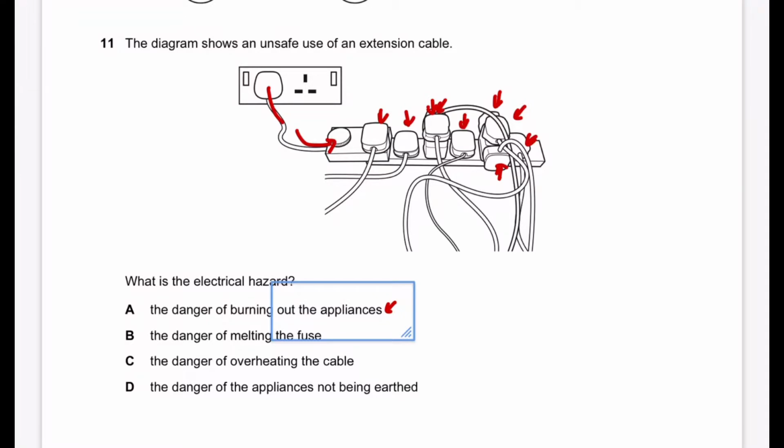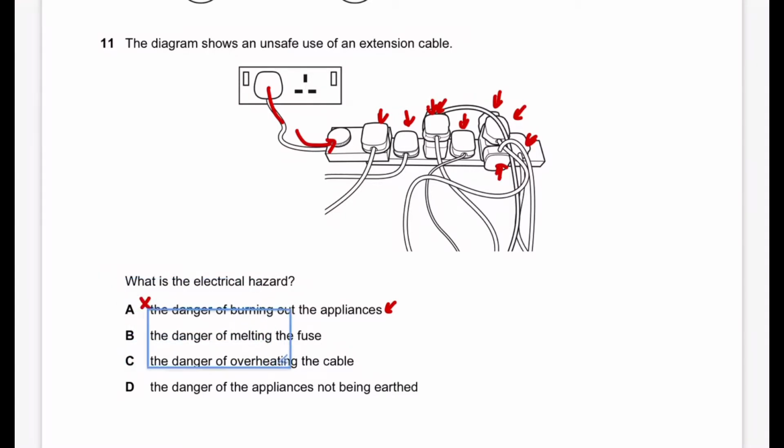If the question tells us about the appliances, then we can determine whether it is the danger about the appliances. For now, let's just focus on the cables. So A may or may not be the reason, but for now, not yet.